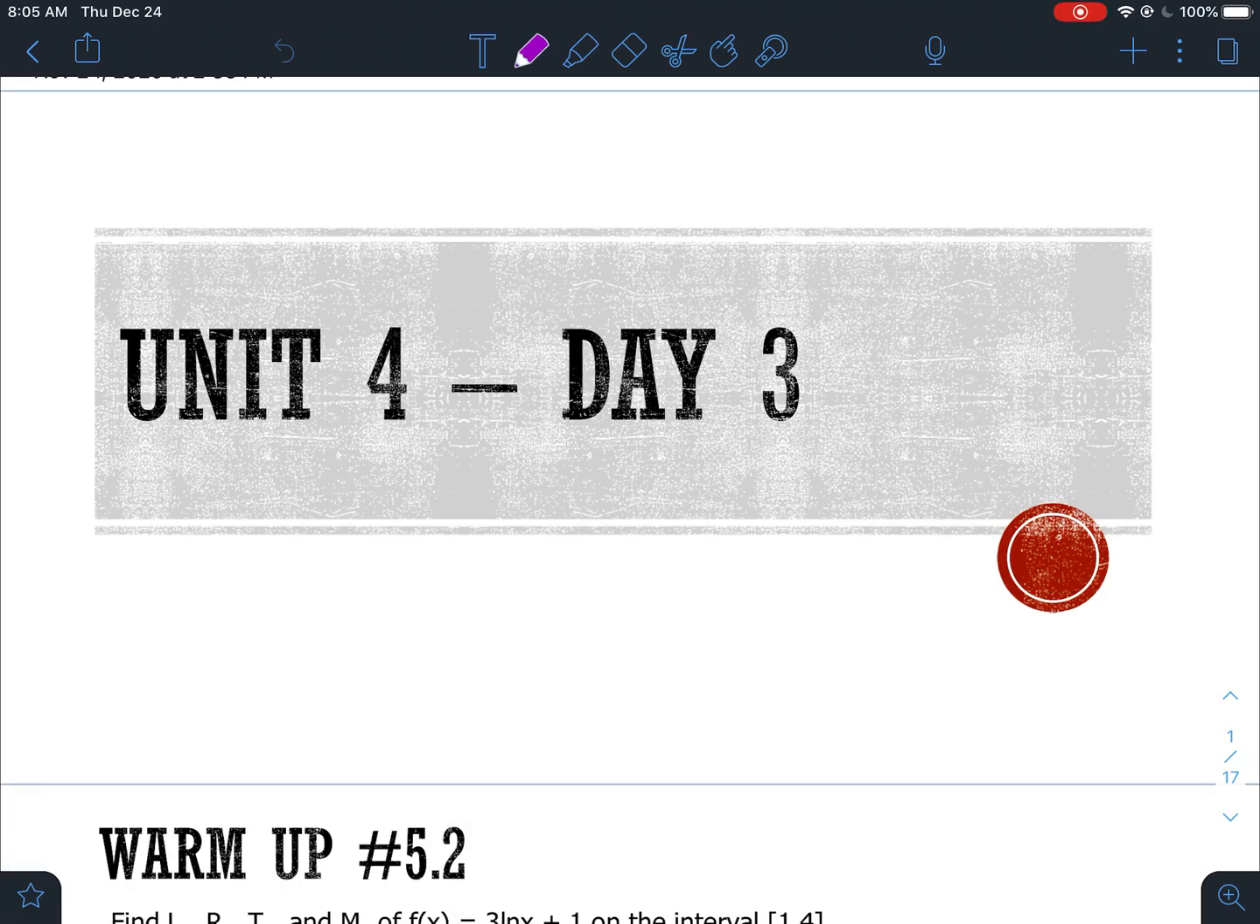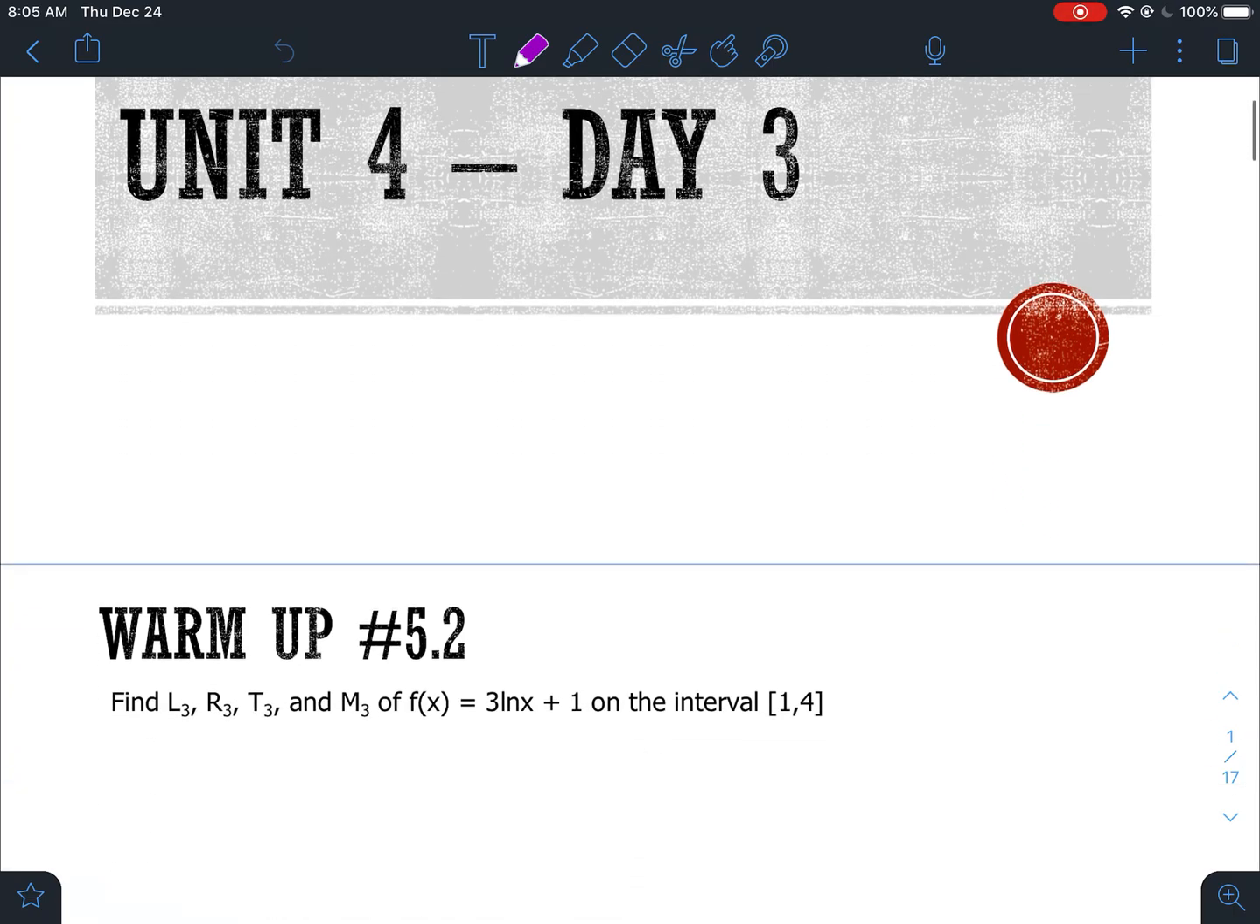These are your notes for Unit 4, Day 3 of Calculus. If you would like to see the warm-up, review question, or any homework questions we covered in class today, just look at your finished notes.